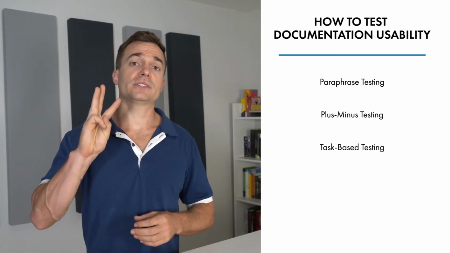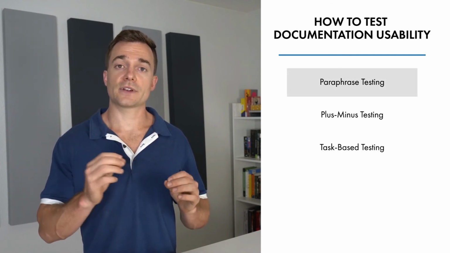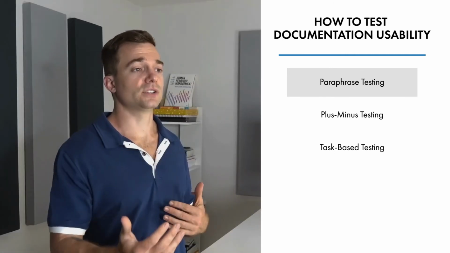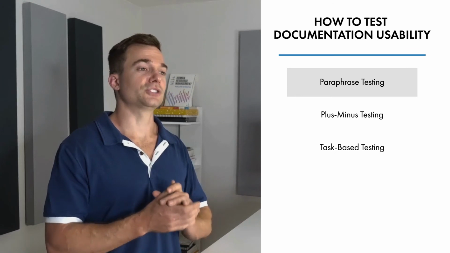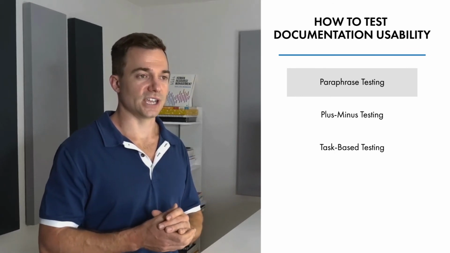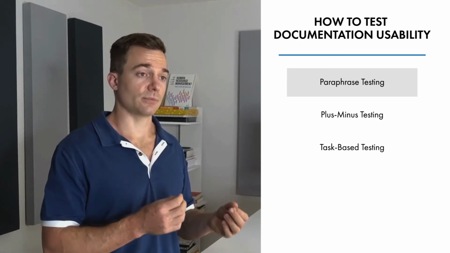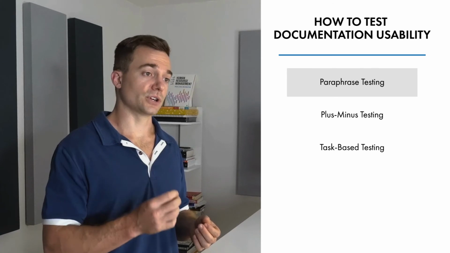And now that we know the aspects of documentation usability, let's look at how to test documentation usability. So there are 3 methods for testing the usability of your documentation. And the first is paraphrase testing. This method focuses on the user's understanding. If after reading the documentation, the user can interpret it in their own words, well then congratulations, your documentation is easy for users to understand. Now on the contrary, if a user cannot paraphrase the content of your documentation, it means that your documentation needs to improve concerning the reader's understanding.